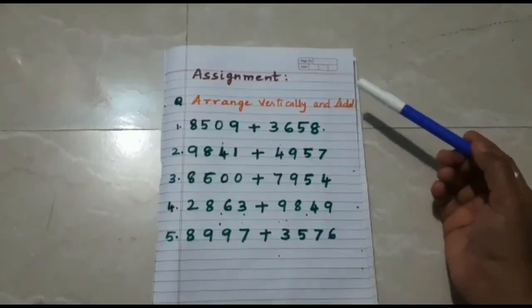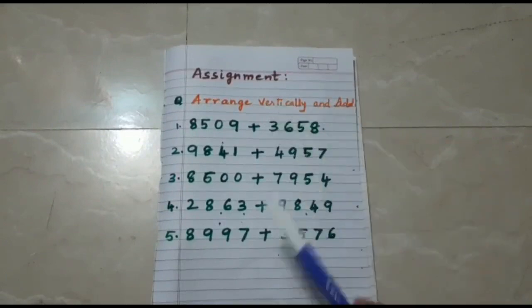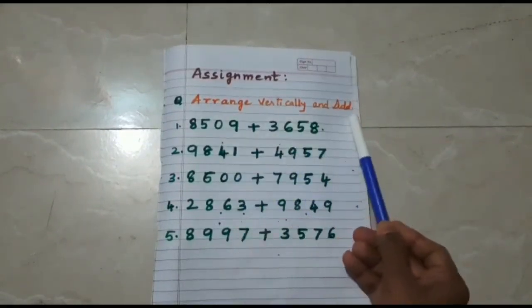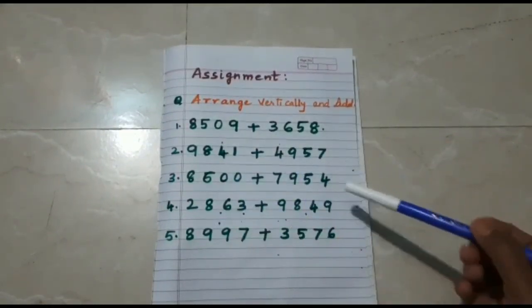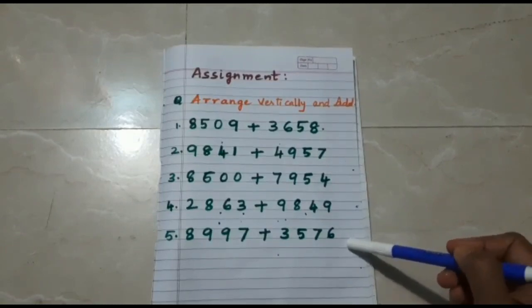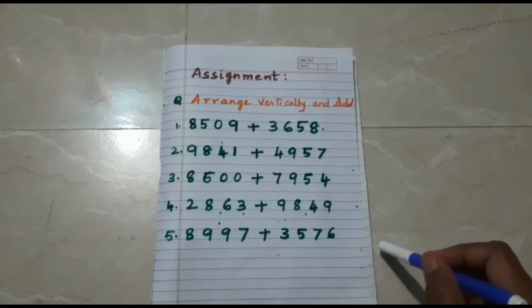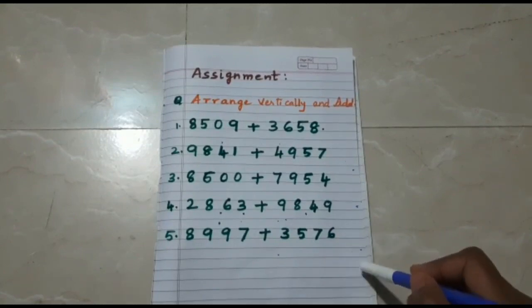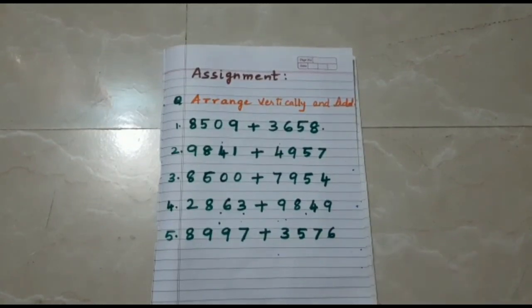Now students, here is the assignment for you. Arrange vertically and add. Here I have given the 5 sums. So these 5 sums, we are going to write neatly in very good handwriting by making proper columns in your notebook.